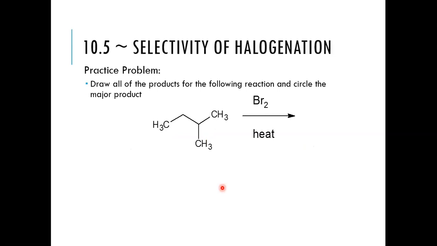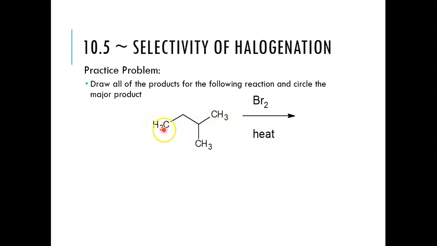So let's do a practice problem. We are going to draw all of the possible products for the following reaction and then circle our major product. So when we're looking at a problem like this, we want to find how many unique hydrogen environments there are.